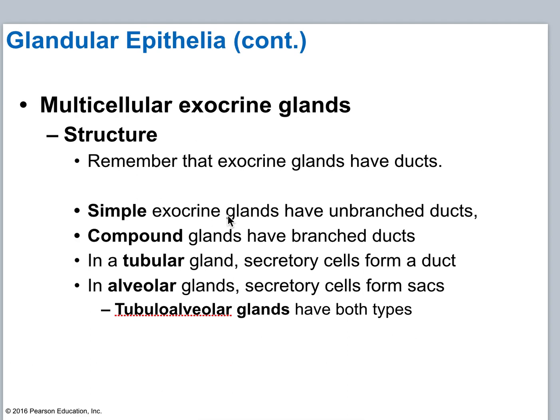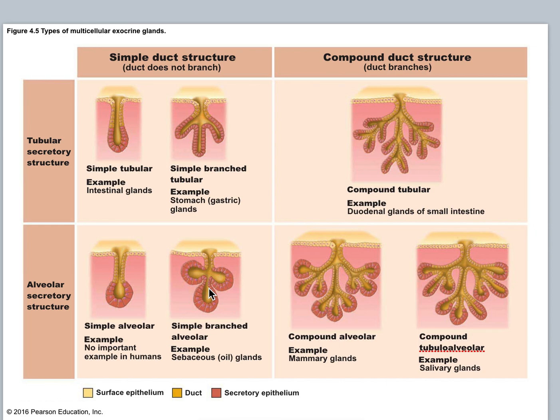Glands can be categorized by their structure. A simple gland has unbranched ducts. Think of an unbranched duct like a tree without limbs. A compound gland has branched ducts, like branches of a tree. In a tubular gland, the cells form a duct. In alveolar glands, the cells form a sac. Tubuloalveolar glands have both sac and duct. I'll show you a picture of that next.